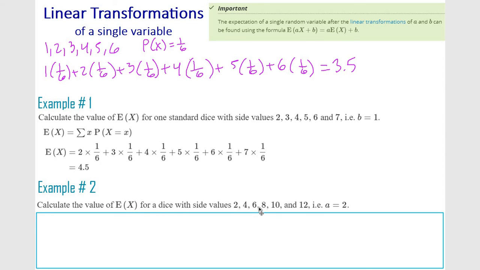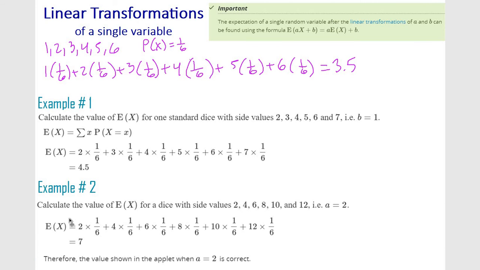What about the expected value of doubling everything? So now A is 2. We're literally doubling all our X values, so 2 times X. So it should just double our expectation. Well, let's do it by hand. 2 times 1/6, for every single value, we get 7, which makes sense.